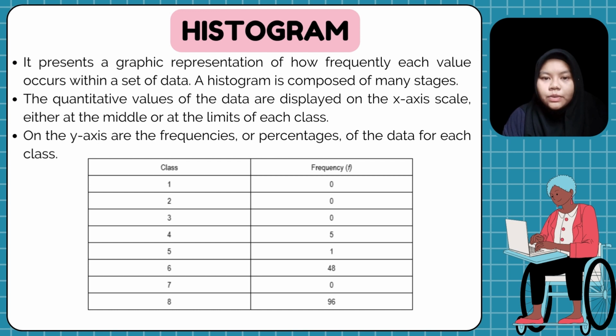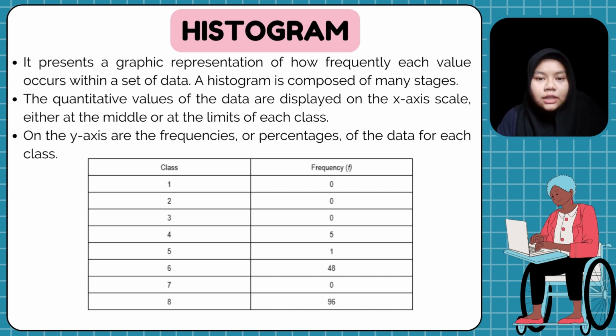So I will continue with the graphical representation. We use a histogram. A histogram is a type of bar graph that displays the distribution of data values. It presents a graphical representation of how frequently each value occurs within the data. A histogram is composed of many stages.